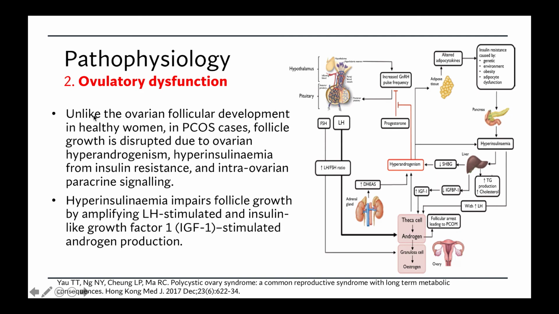The next pathophysiologic mechanism is ovulatory dysfunction. Unlike the ovarian follicular development in healthy women, in PCOS cases follicle growth is disrupted primarily because of ovarian hyperandrogenism, hyperinsulinemia from insulin resistance, and intra-ovarian paracrine signaling. Hyperinsulinemia impairs follicle growth by amplifying LH-stimulated and insulin-like growth factor 1 stimulated androgen production.